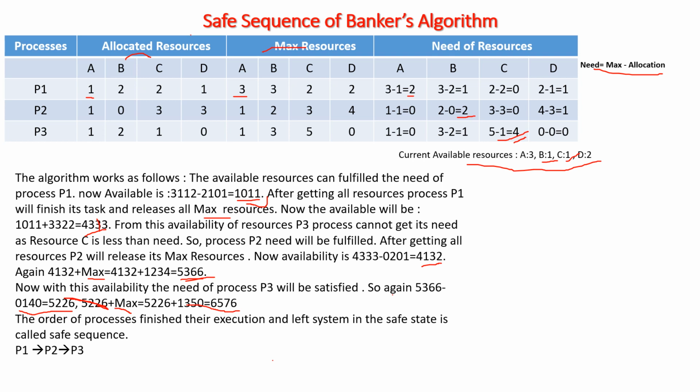So the order in which processes finished their execution left the system in the safe state. All the process needs get satisfied and there is no condition of deadlock. The system is in safe state. So this is the safe sequence of Banker's algorithm. The safe sequence is given by first P1 gets fulfilled, then P2, then P3. So the safe sequence is P1, P2, and P3.